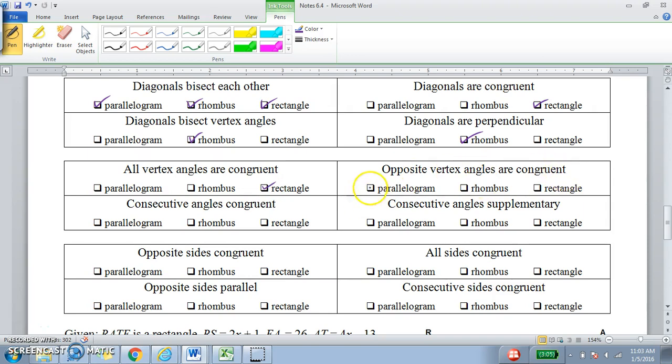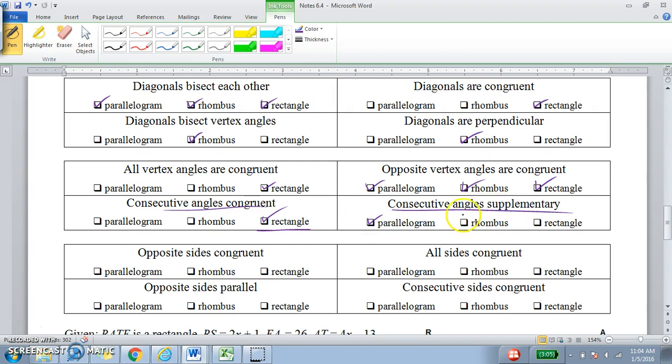Opposite vertex angles are congruent. That is what we learned about a parallelogram, so it also applies to the other two. Consecutive angles are congruent. We learned that in a parallelogram, consecutive angles are supplementary, so this doesn't apply to a parallelogram, but in a rectangle, all the angles are congruent, so obviously the consecutive angles are congruent. So that applies to a rectangle.